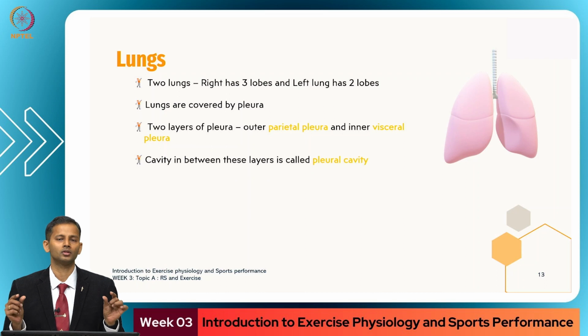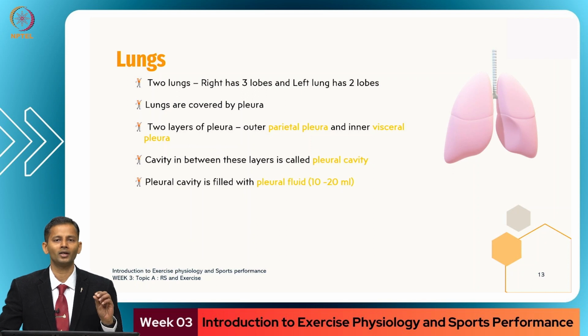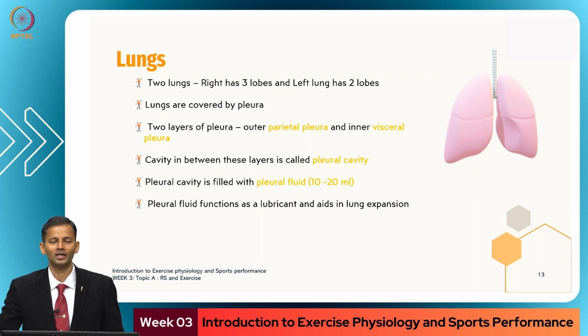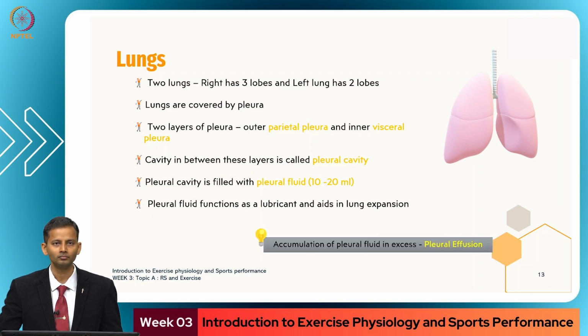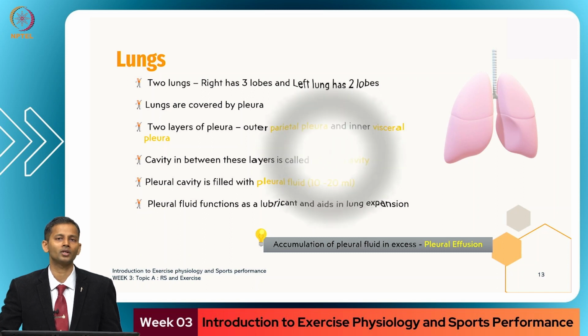In between these 2 layers of pleura, you have a cavity which is called the pleural cavity, and it maintains certain pressure inside. Within this cavity, you have pleural cells which secrete fluid, and the cavity is filled up by pleural fluid. About 10 to 20 ml of pleural fluid is there, which prevents friction between these 2 layers. Basically, it separates these 2 layers and helps in expansion by creating a negative pressure. Sometimes during disease conditions, there may be accumulation of pleural fluid in excess, and that's called pleural effusion.